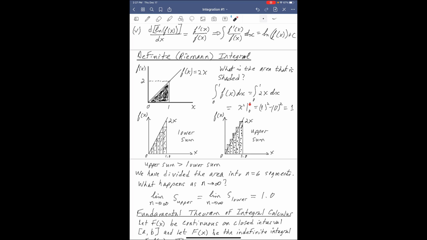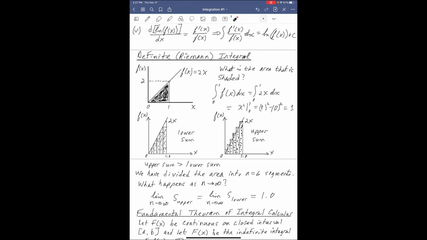So we plug the 1 into the x squared, and we get 1 squared, and we then subtract 0 squared, and we end up with an area of 1. And you can see that because the area of a triangle is given by 1/2 the base times the height. So 1/2 of 1 times 2 is equal to 1.